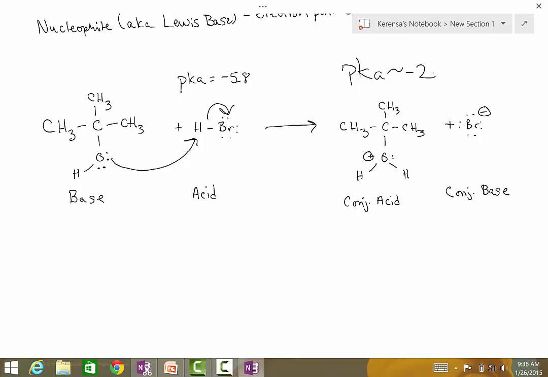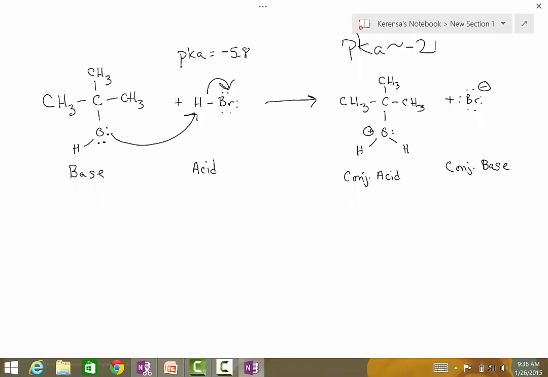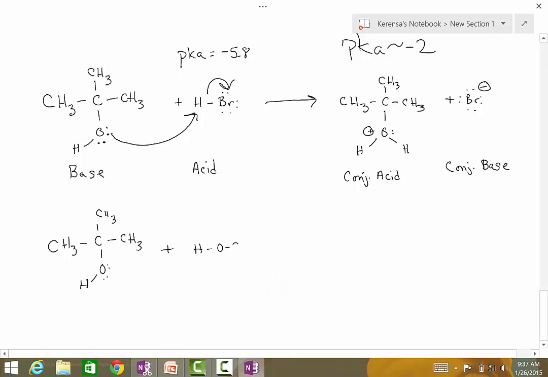Now, before I keep going with this example, I want to show you another one that you see in Chapter 5, which is very similar chemistry, but with a different acid. So we're going to use the same alcohol. This time, though, instead of using a hydrogen halide as the acid, you use an oxyacid. And the one that is typically used is sulfuric acid.